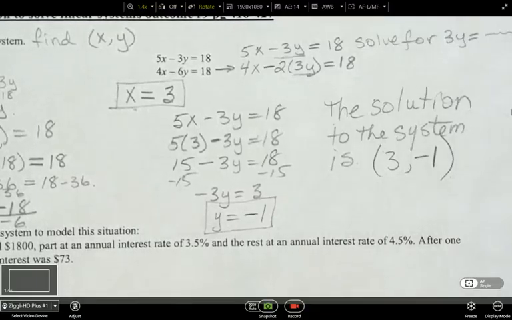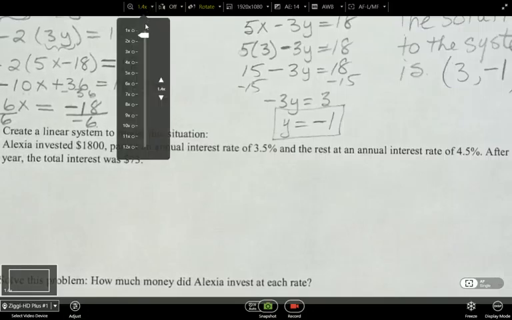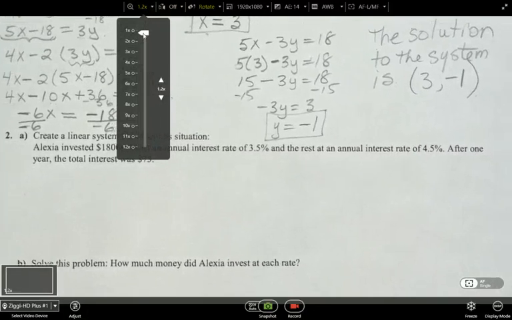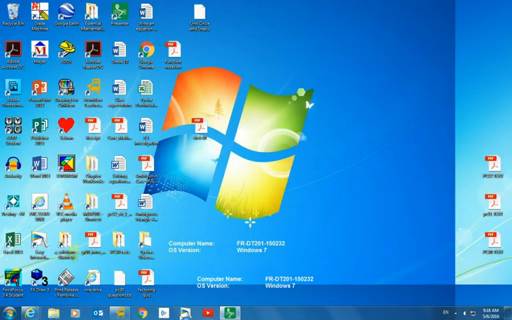Yeah? Okay. Now, I want you guys to take a second, and the next question says, create a linear system for this model. I'm going to zoom out 1 second. And I want you to just kind of take a chance and try this and see if it works for you. See if you can come up with a solution for it.